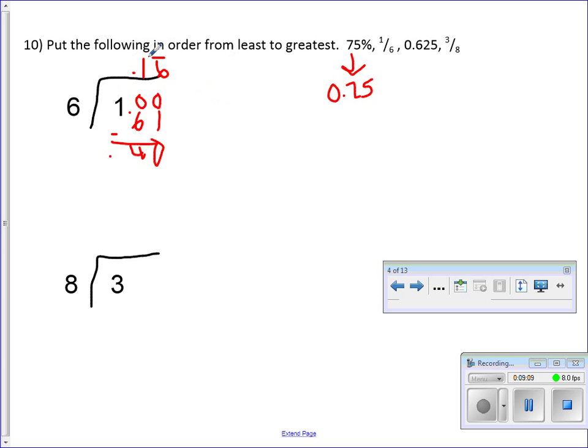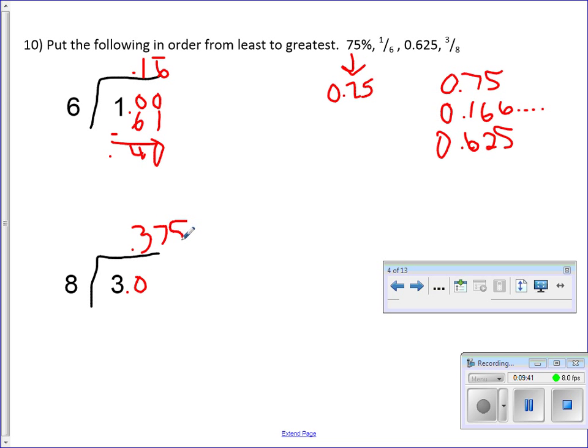I know a lot of you figured this out. Okay. So I have 0.75. I'm going to line up the decimals over here. 1/6 is 0.16 repeating. I have 0.625. 3/8 you also need to divide out. 8 does not go into 3, but 8 goes into 30 3 times. As you divide this out, you should get 375 thousandths.